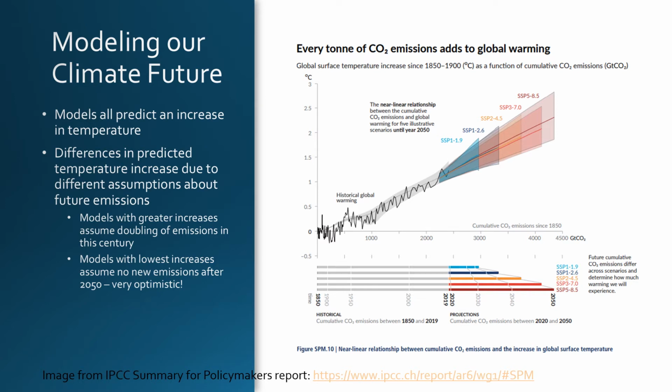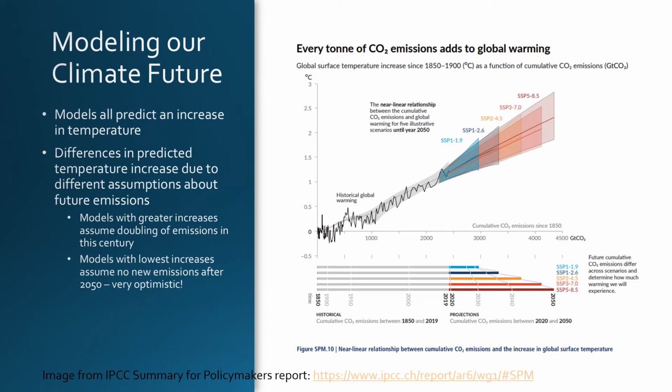Some of them, like 3-7.0 and 5-8.5, both assume that we will continue to increase emissions as we have been doing even in the last year, and that these emissions will double by the year 2050 in the case of 5-8.5, or by the year 2100 in the case of 3-7.0. And this will result in a net temperature increase of between 1.5 and 3 degrees Celsius.